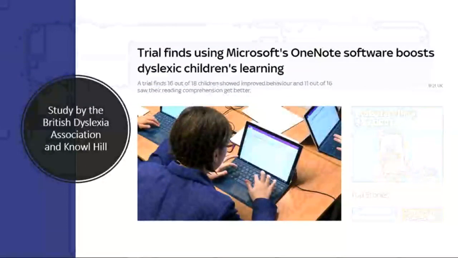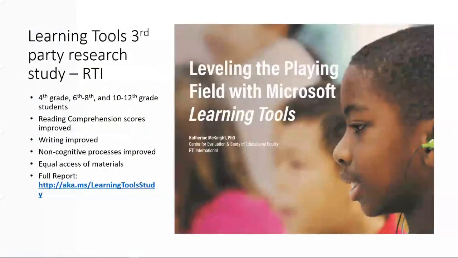Okay. Again, I'm going to make these slides available to you, so these will have links on them that will take you to these studies. But a study by the British Dyslexia Association and Noel Hill found that 16 out of 18 children showed improved behaviour, right? That's simply because they could access the learning. And 11 out of 16 saw their reading comprehension scores get better. Another study showed 4th to 12th graders' reading comprehension scores improved, their writing improved, their non-cognitive processes improved. So there were 2 third-party studies that weren't carried out by Microsoft.